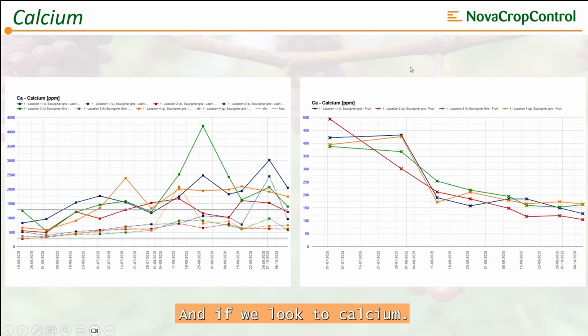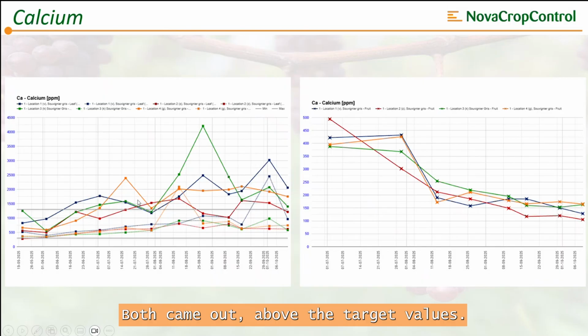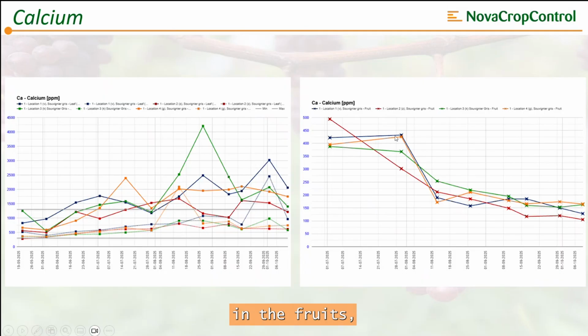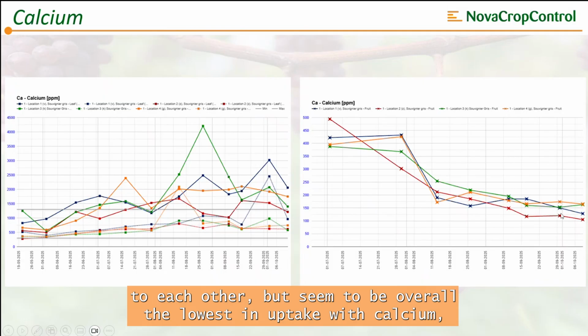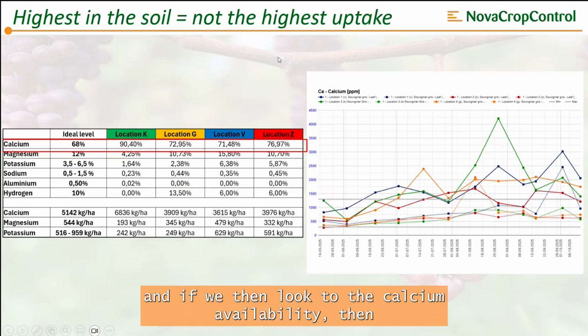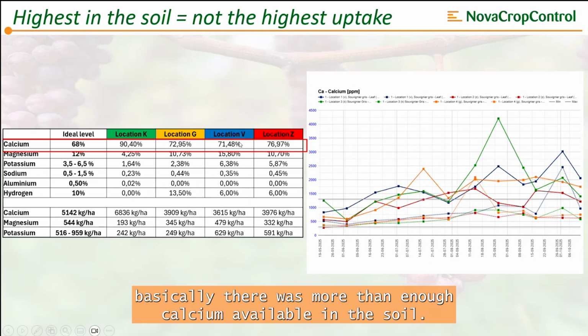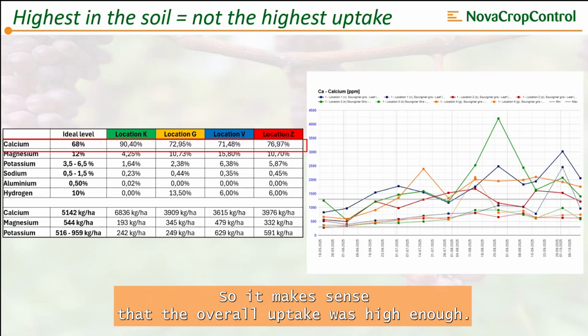If we then look at calcium, the overall calcium uptake has been good for the young and the old leaves, all came out above the target value, so calcium was more than enough. But also here we see again that if we look at the calcium in the fruits, the red line and the blue line, even though the levels are quite close to each other, seem to be overall the lowest in calcium uptake. And if we look at the calcium availability, there was more than enough calcium available in the soil. So it makes sense that the overall uptake was high enough.